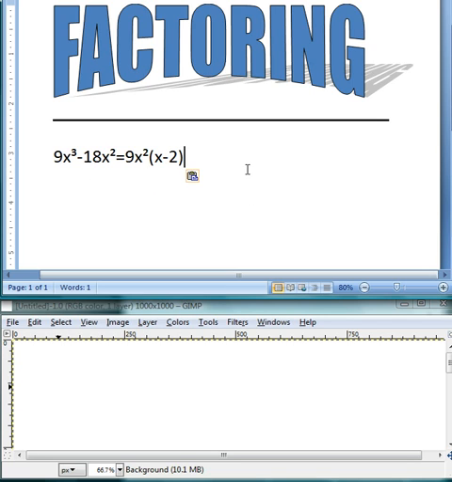But so you can just take out the 9x squared, and that leaves 1x over here that wasn't taken out, and then the minus 2, since the 9 was divided out of the 18 and the x squared was taken out of this number right here. That leaves you with x minus 2, and that's as factored as it can get.